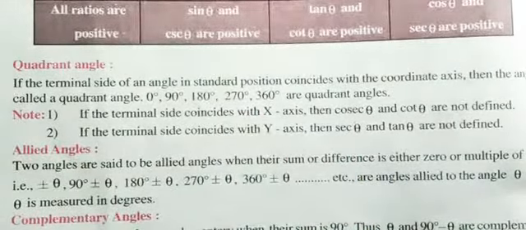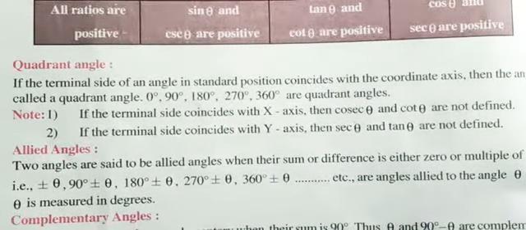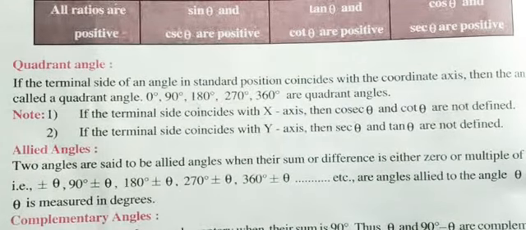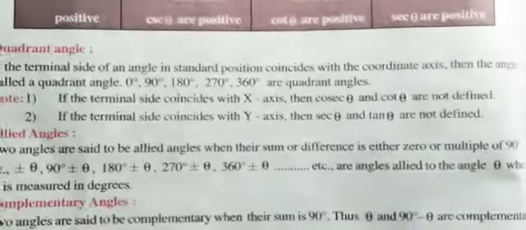If the terminal side coincides with the x-axis, then cosec theta and cot theta are not defined. Now if the terminal side coincides with the y-axis, then sec theta and tan theta are not defined. Now, allied angles. Two angles are said to be allied angles when their sum or difference is either 0 or a multiple of 90. The definition is clearly given here.